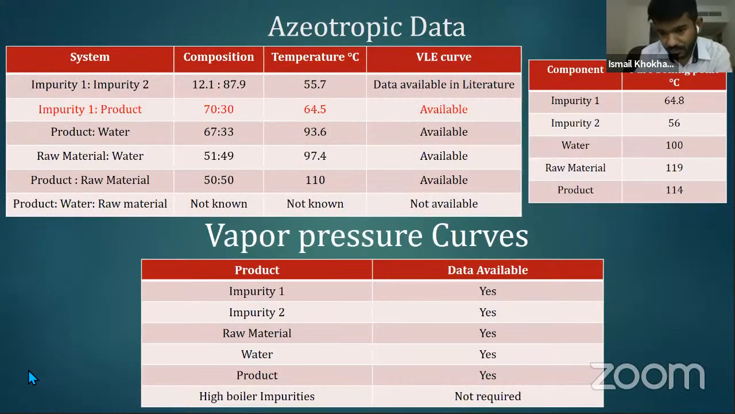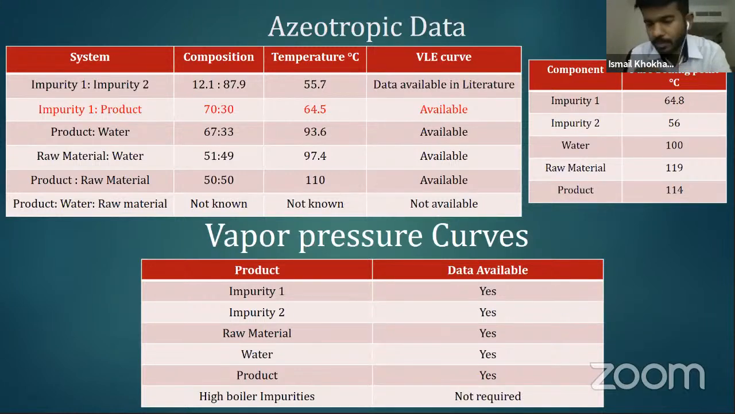So now, when we knew what the compounds were, we later came to know that impurity 1 and 2 were forming azeotropes, so a VLE curve was not generated for that impurity. But after the removal of this azeotrope, impurity 1 was forming an azeotrope with the product in the ratio of 70:30 at a vapor temperature of 64.5. So now we had a vapor pressure curve and VLE curve available for the product and water as well.